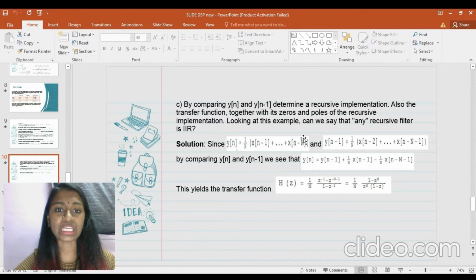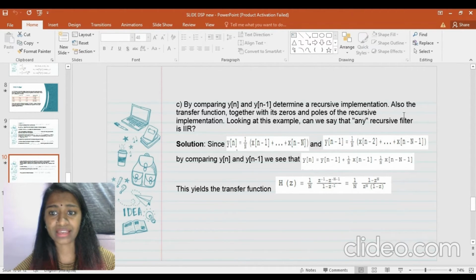So the solution is y[n] equals 1 over N times x[n-1] plus ... x[n-N], and y[n-1] equals 1 over N times x[n-2] plus ... x[n-N-1]. By comparing y[n] and y[n-1], we see that y[n] equals y[n-1] plus 1 over N x[n-1] minus 1 over N times x[n-N-1].